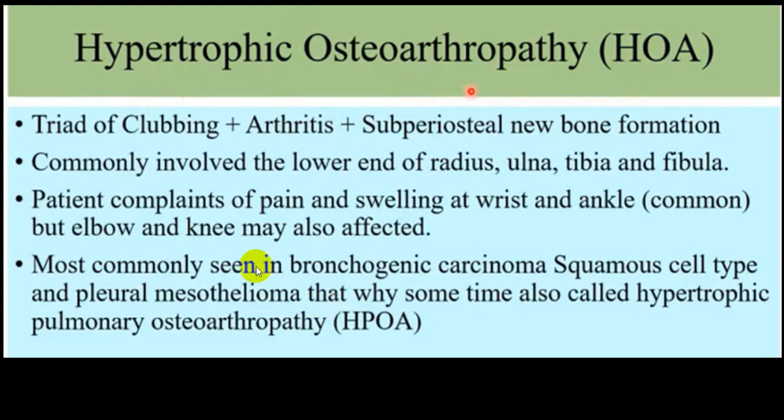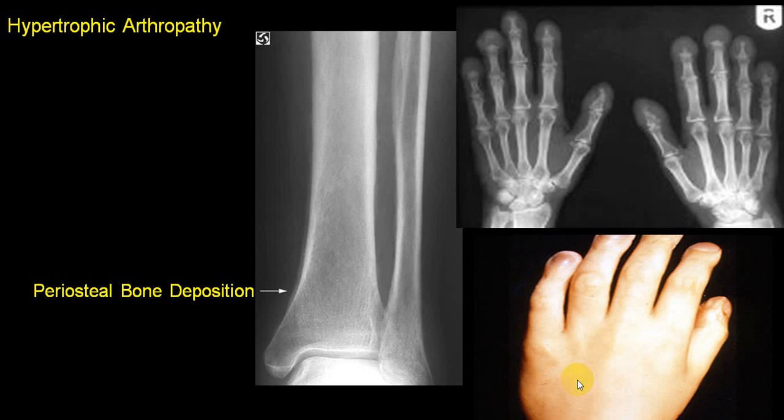And when it is secondary due to pulmonary disorders like bronchogenic carcinoma or mesothelioma, it is called hypertrophic pulmonary osteoarthropathy. And you will see a bone deposition, periosteal deposition, subperiosteal deposition in the lower end of radius, ulna, and also in the lower limb, tibia and fibula. So that will be very characteristic. So you can see this is periosteal deposition of a bone. This is hypertrophic osteoarthropathy. If it is due to lung, hypertrophic pulmonary osteoarthropathy. And if it is not due to lung, it is hypertrophic osteoarthropathy only.